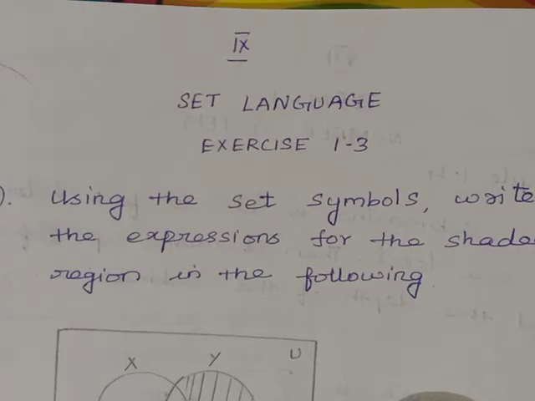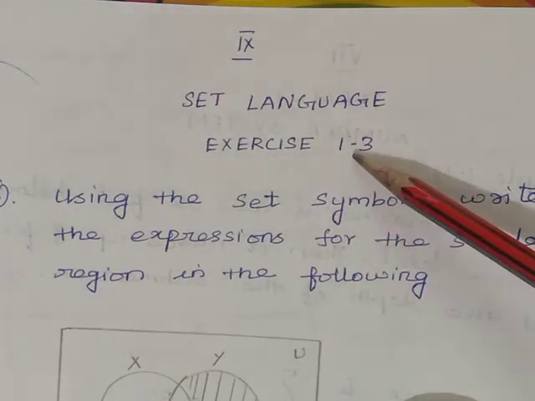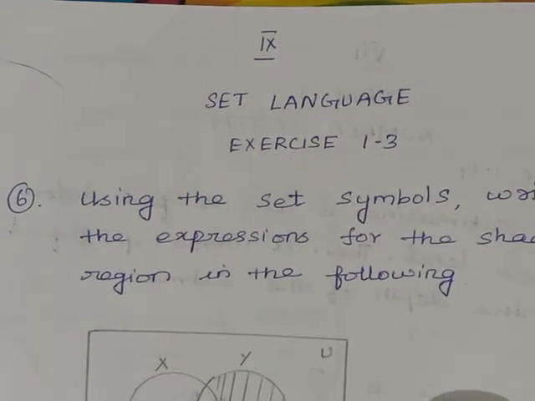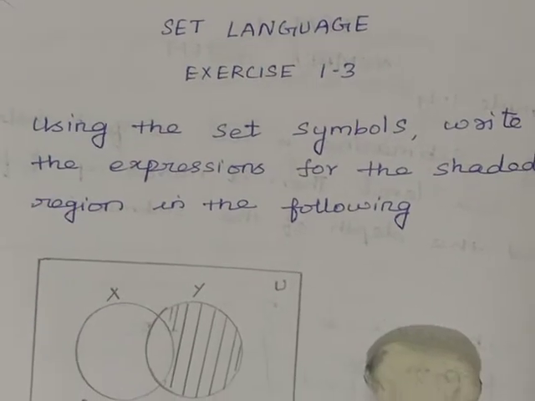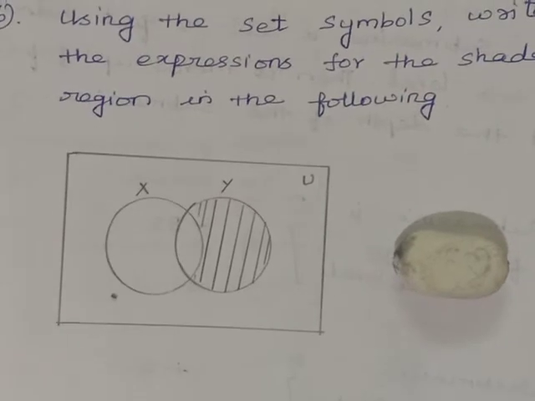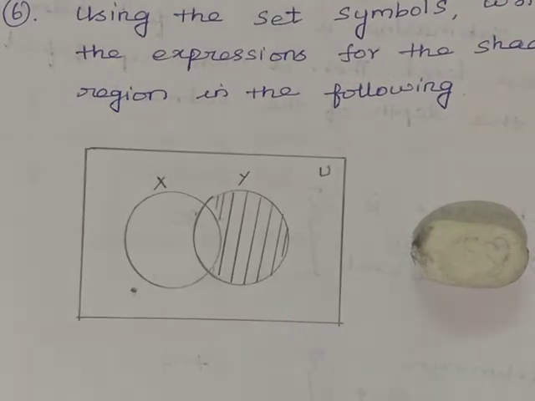Today we are going to learn 9th standard set language exercise 1.3 sixth sum. Using the set symbols, write down the expressions for the shaded region in the following. So this is your first sum. You have to find out what this is.